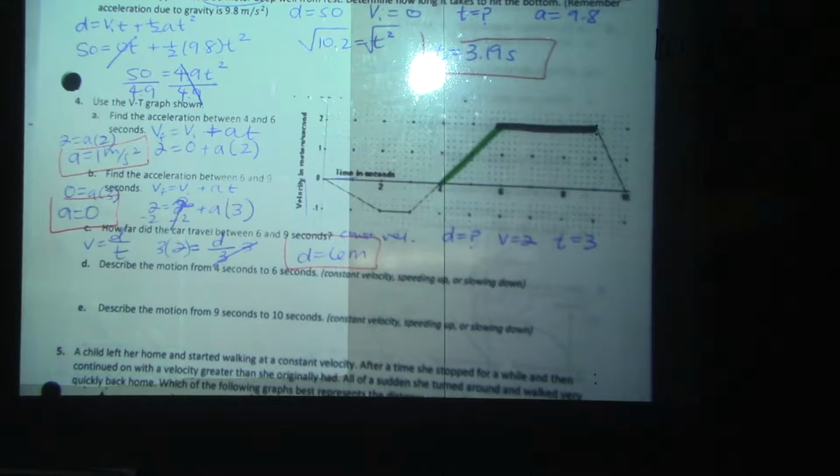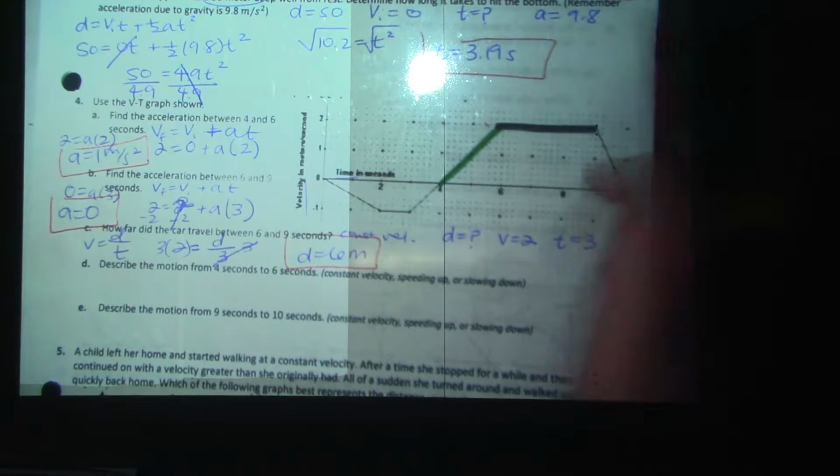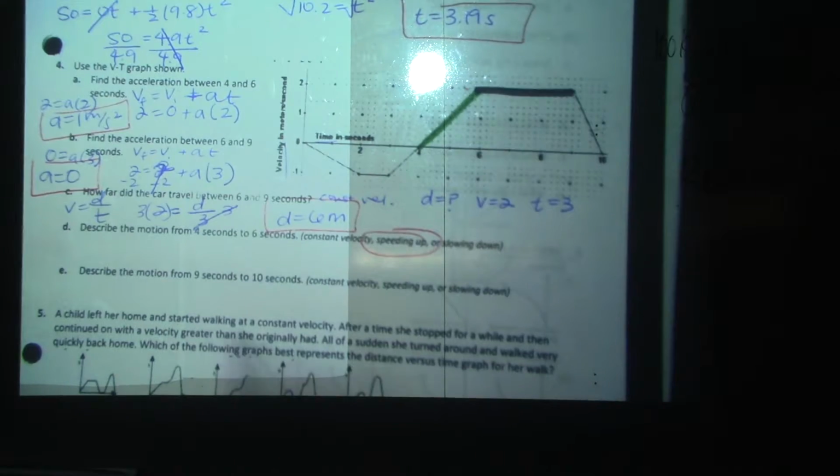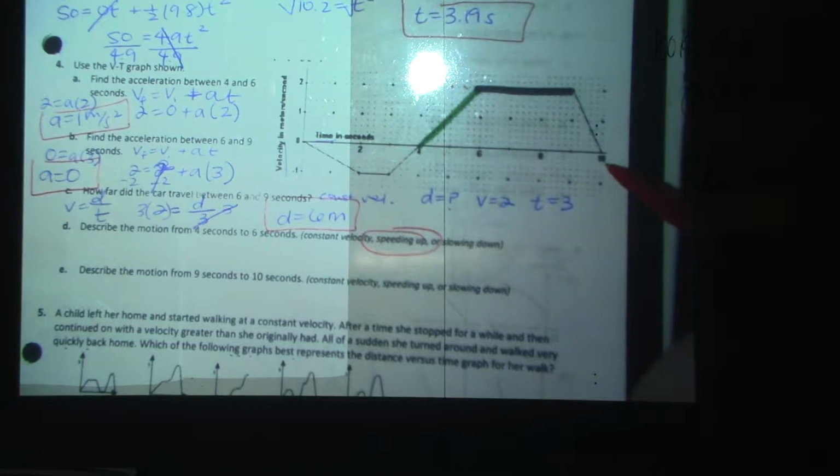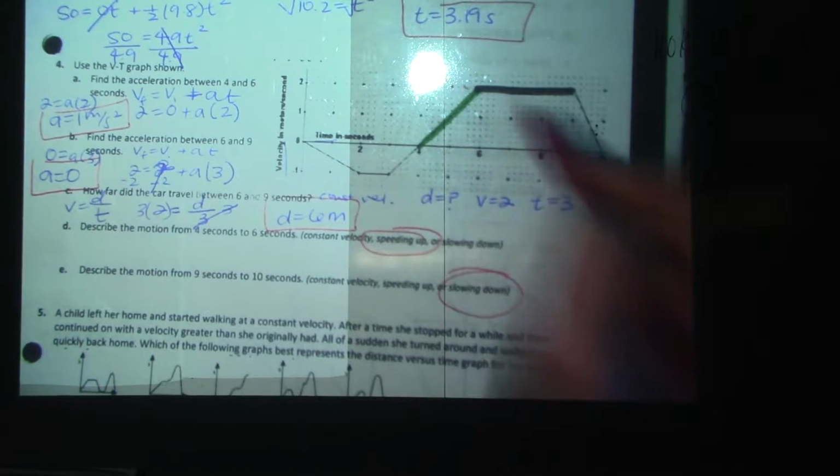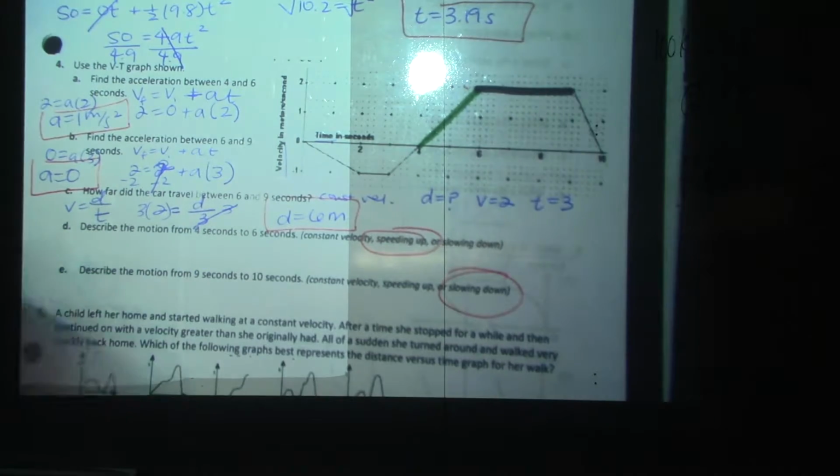4 to 6 seconds. Going up on a velocity graph means I'm speeding up. From 9 to 10 seconds, going down on a velocity graph means I am slowing down. And then here we already said that was constant velocity.